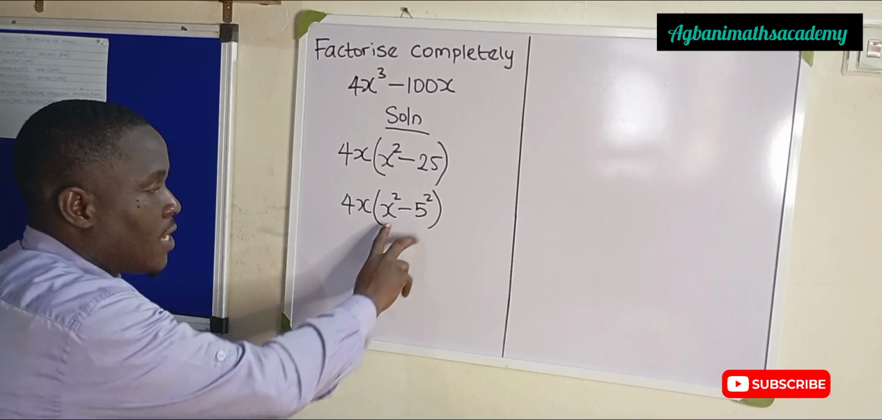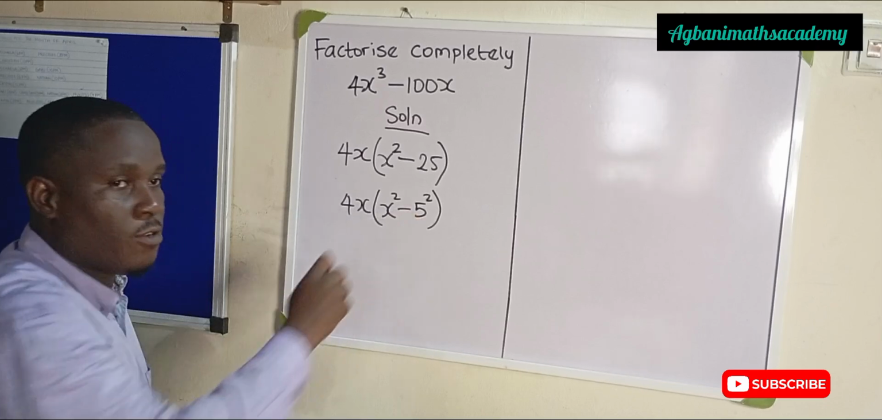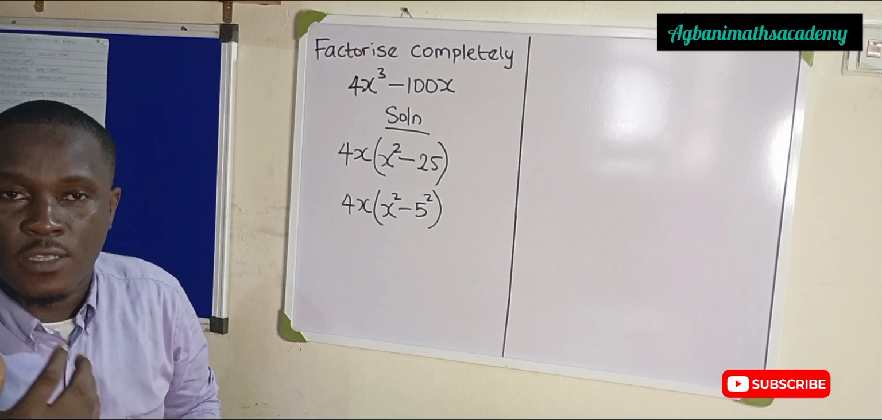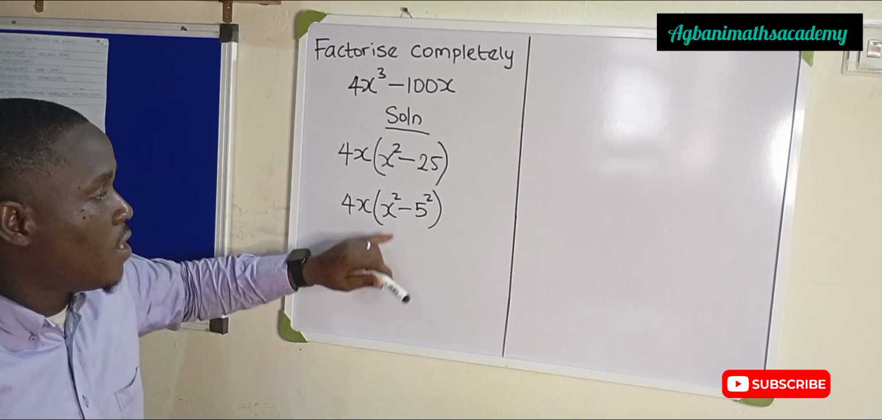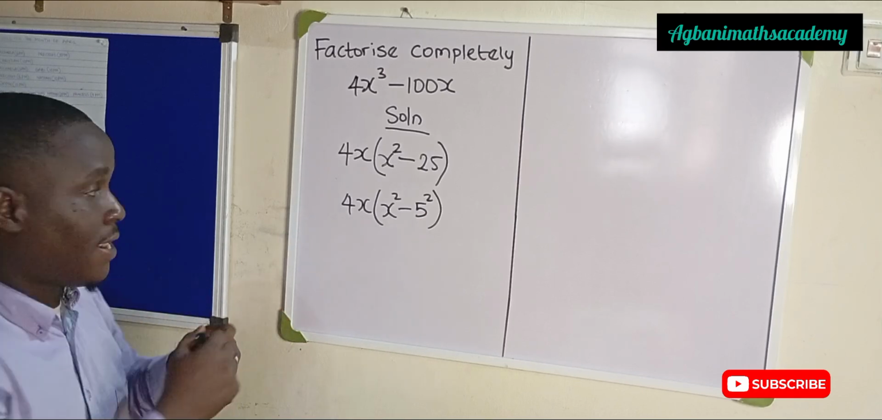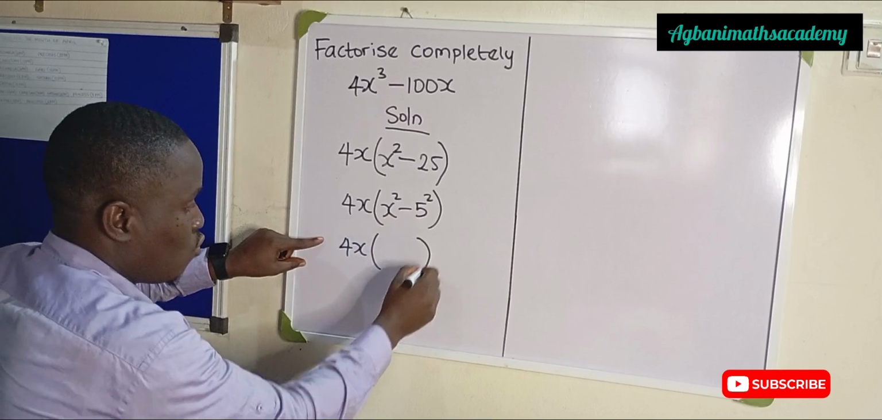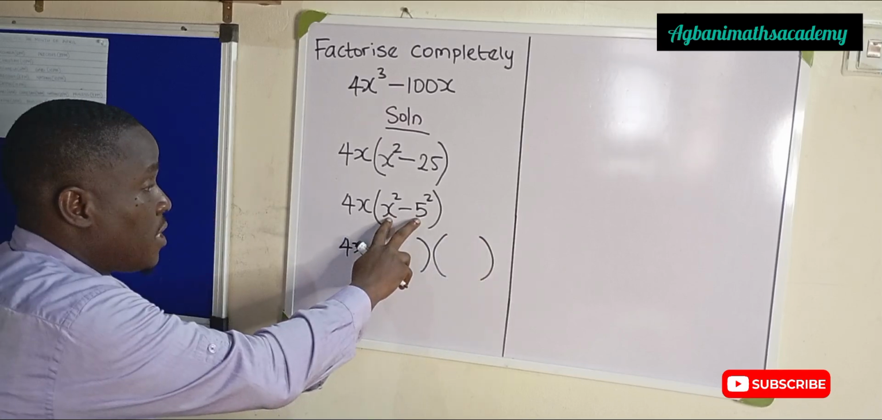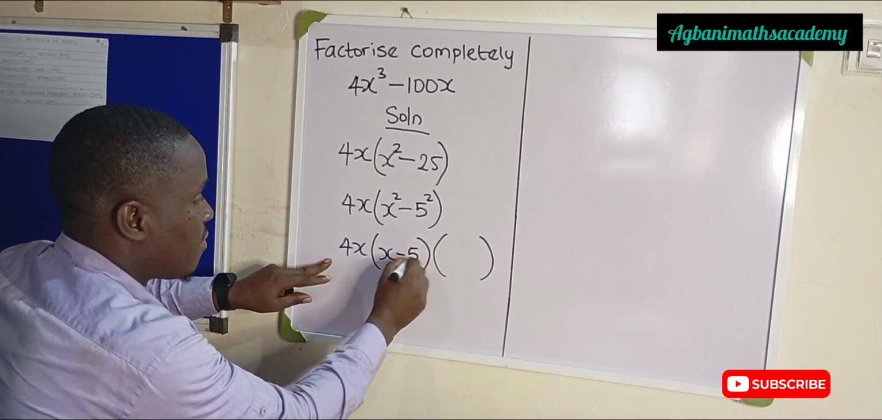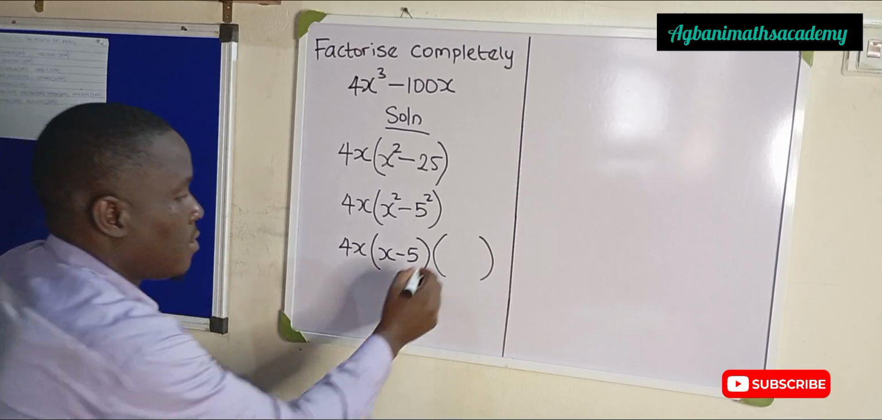Looking at the bracket, we can see that a square of a value is subtracting a square of a value. So here we are going to apply a principle called difference of two squares. Difference of two squares states that when a square of a value is subtracting a square of another value, we can factorize by simply writing 4x, and for this we are going to create two brackets. These two base numbers, we are going to subtract them in one bracket, which is x minus 5, and in this other bracket we are going to add them, x plus 5.